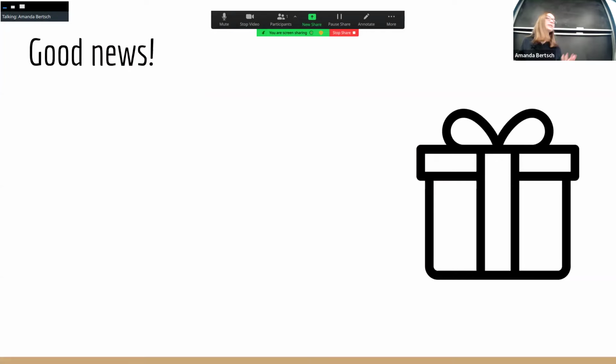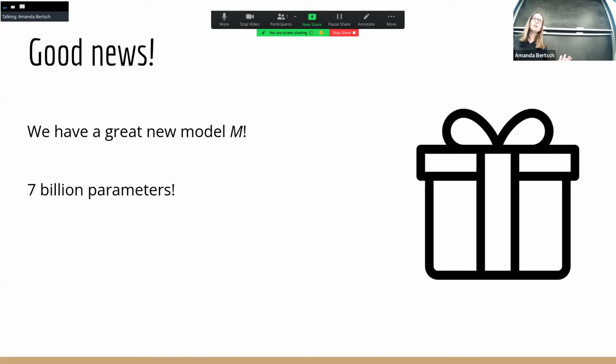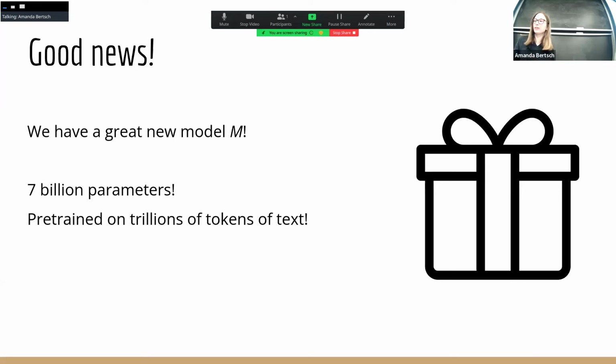So we're starting off today with some great news. Let's say that you have some friend who maybe owns a giant tech company and they've gifted you this absolutely massive new Model M. It's a great model. It's pre-trained with the latest architecture, on trillions of tokens of text. It's got 7 billion parameters. It looks like a really promising new model. It's at the top of all of these leaderboards.